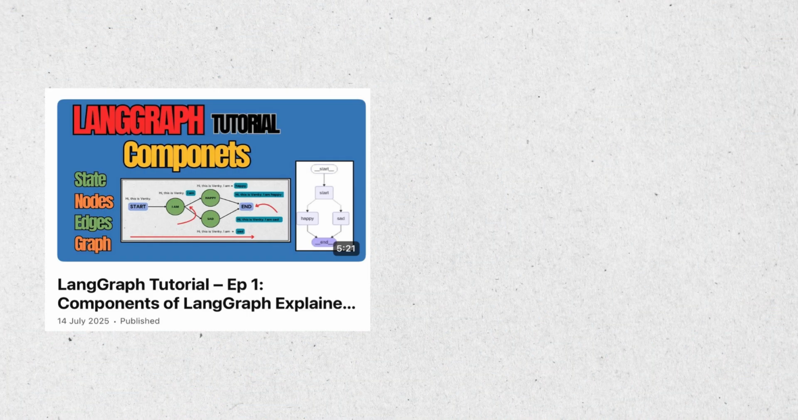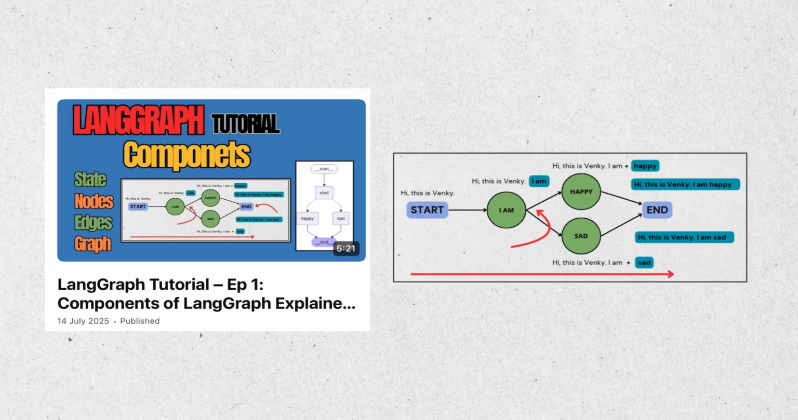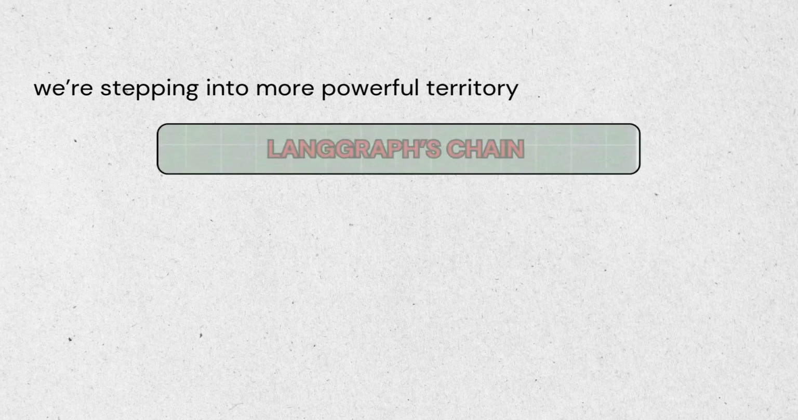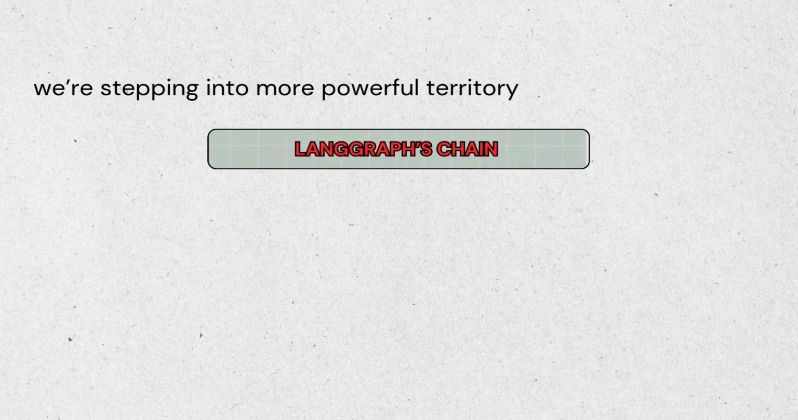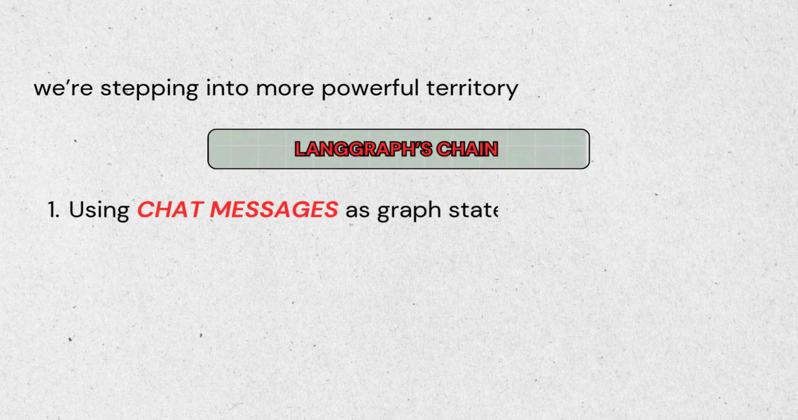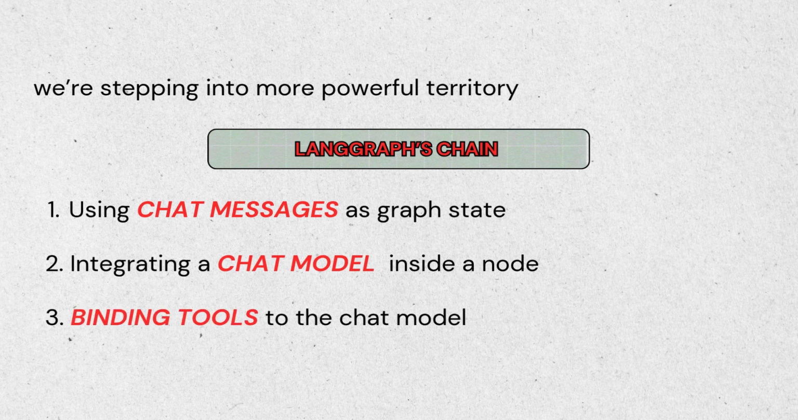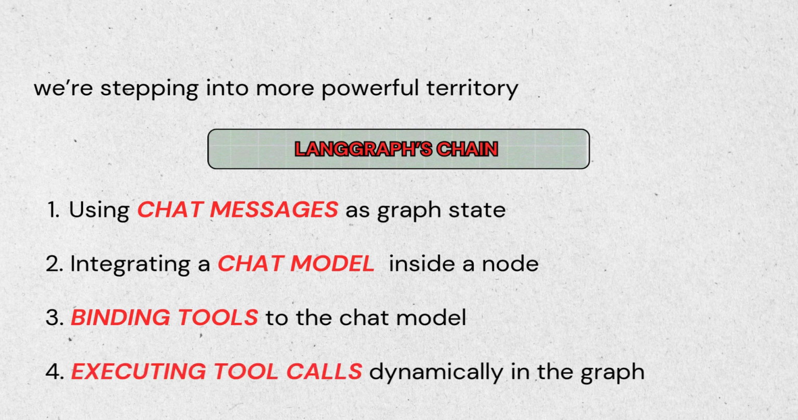In the last video, we built a simple line graph using nodes and conditional edges. In this video, we are stepping into more powerful territory, building a line graph chain that combines four important ideas. First, using chat messages as graph state. Second, integrating a chat model inside a node. Third, binding tools to the chat model. And finally, executing tools called dynamically in the graph.